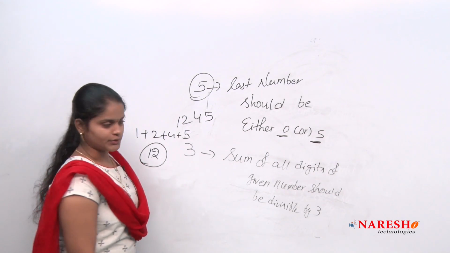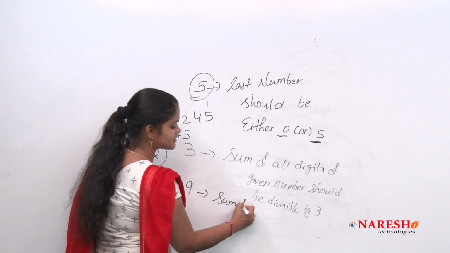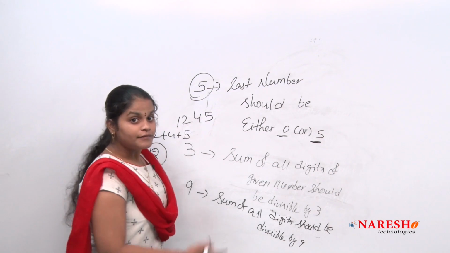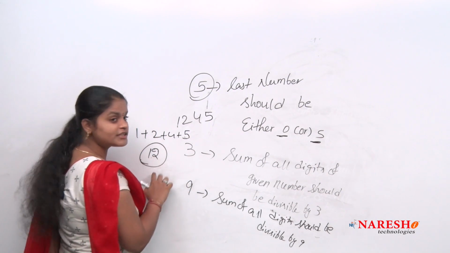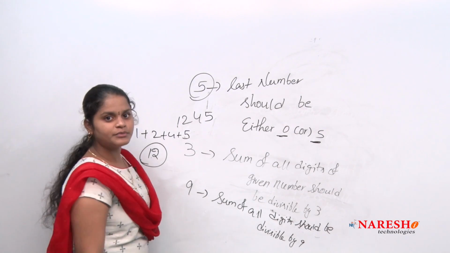Similarly for 9, the sum of all digits should be divisible by 9. For example, let's check this one. What is the sum? 12. Is this divisible by 9? No. So this number is not divisible by 9.